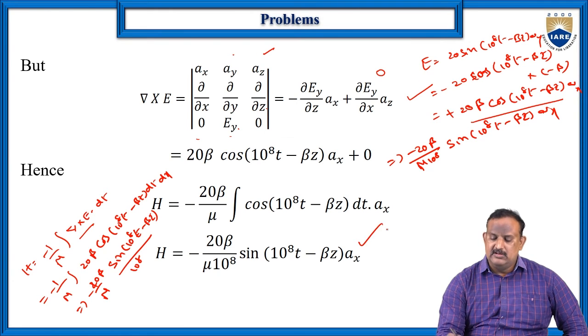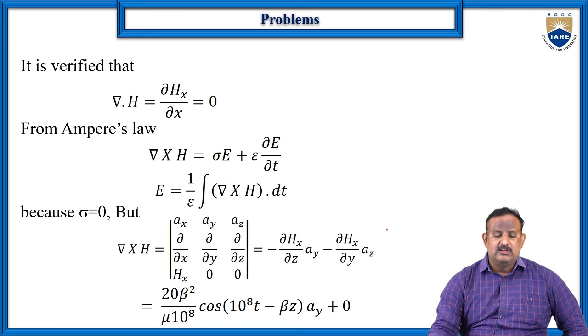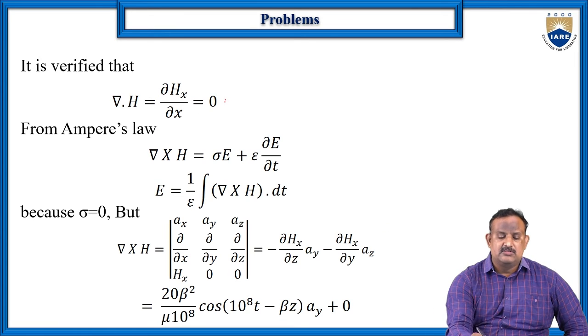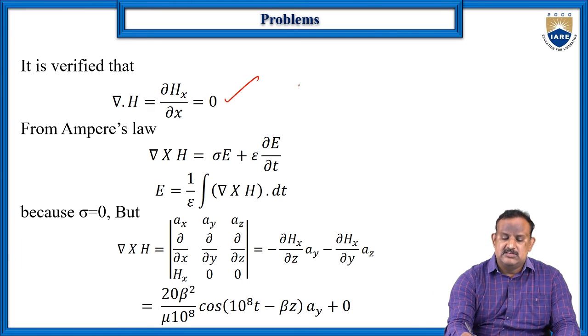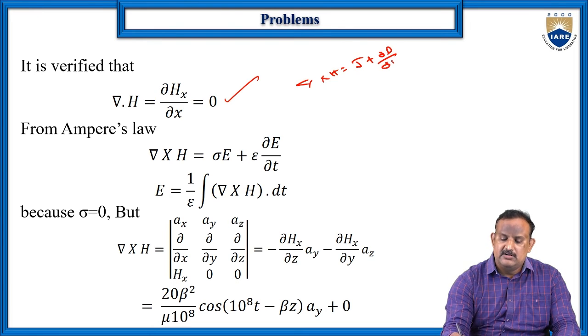So this is a magnetic field intensity H. Now we know that del dot H equal to 0. Then according to Ampere's law, we know the other Maxwell equation, del cross H equal to J plus dou D by dou T, where J is the current density.